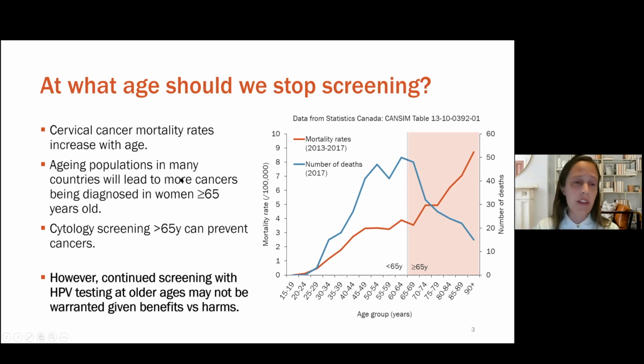And there is good evidence that cytology screening in women who are 65 years and older can prevent cancers at older ages. However, when it comes to screening with HPV testing, which is a test with a much higher sensitivity than cytology, I think there is an argument to be made that continued screening at older ages may not be warranted, given lower benefits versus the same harms.